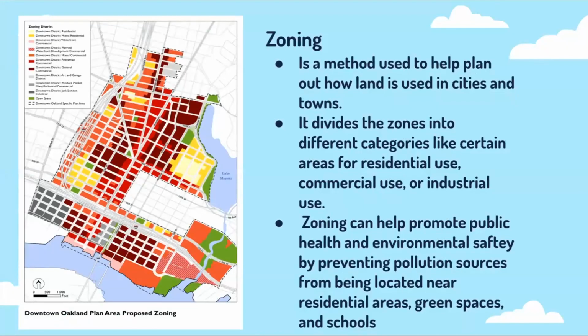So zoning is a blueprint of how land is used in cities and towns. It divides areas into different categories, like this space is used for residential use, this area is for commercial use, and this area is for industrial use. So redlining impacted zoning decisions because redlined areas were zoned for being near industrial facilities and waste disposal sites.